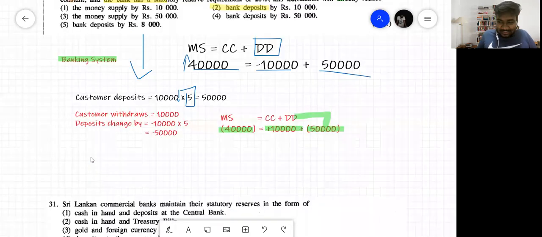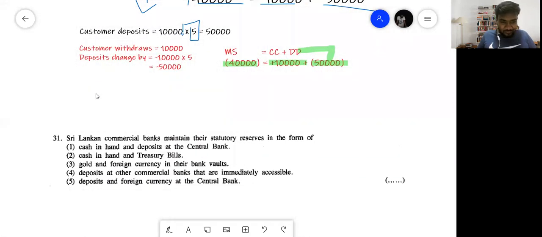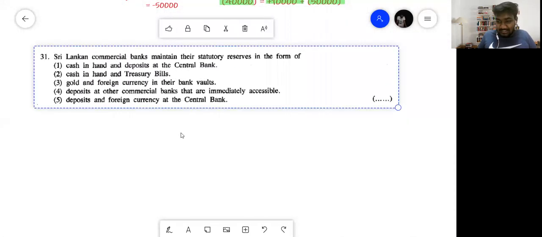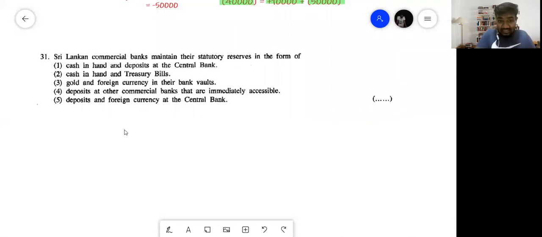Okay, then going into question 31. The Sri Lankan commercial banks maintain their statutory reserves in the form of what? Cash in hand and deposits at the central bank, cash in hand and treasury bills, gold and foreign currency in their bank vaults, deposited at the commercial banks, deposit and foreign currency at the central bank. 1, 2, 3, 4, 5. How do they maintain their SRR?